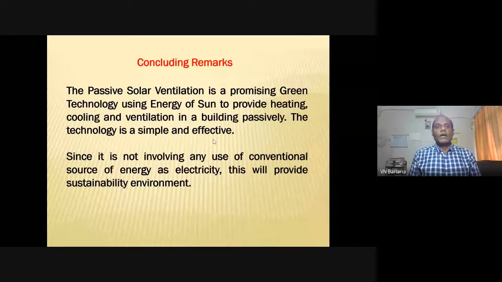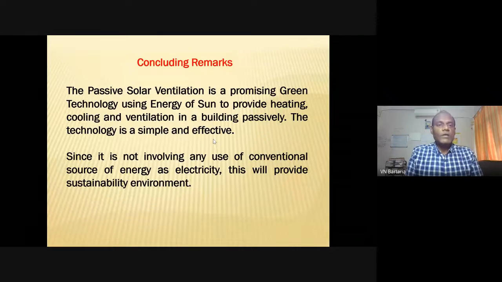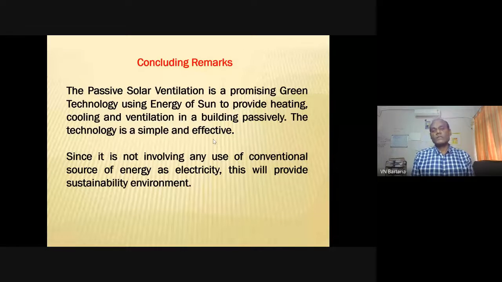So now I have reached the concluding remarks. Now we can conclude whatever we have learned in this session, whatever I have told about the solar passive ventilation system. Passive solar ventilation is a promising green technology using the energy of the sun to provide heating, cooling, and ventilation in a building passively. The technology is simple and effective since it does not involve any use of conventional sources of energy such as electricity. This will provide a sustainable environment.